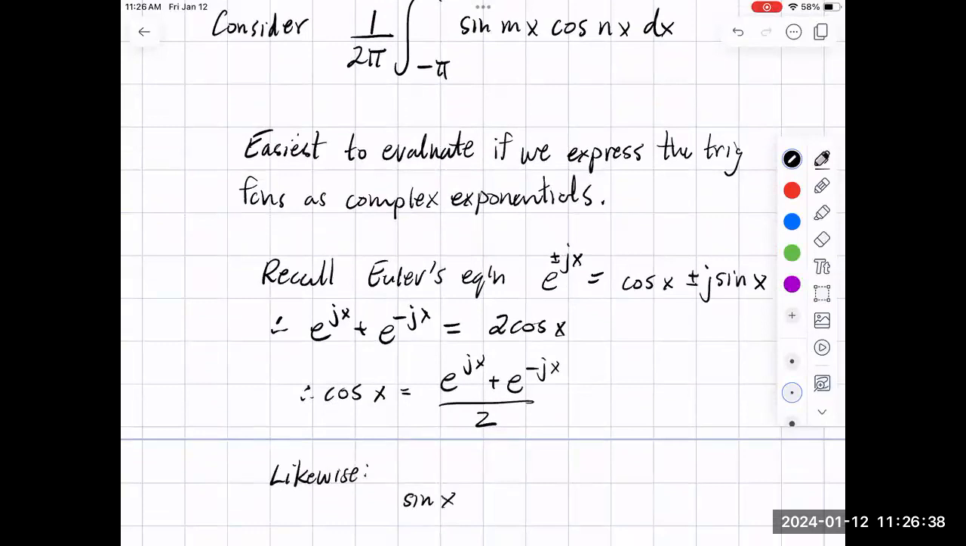Likewise, we could find that sine x is e to the jx minus e to the minus jx. When I subtract the minus jx, the cosine terms will vanish, but I'll get two j sine x, so I have to divide by two j in this case. Fair enough. So what we're going to do is go back to that integral, and for sine mx, we'll put in this thing. We'll just have to put in an m here, so wherever x is, we'll have mx. And for the cos nx, we'll put in n times x wherever we see just the x.